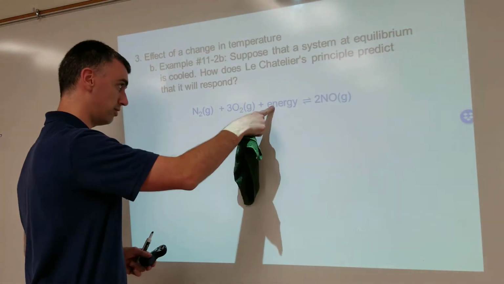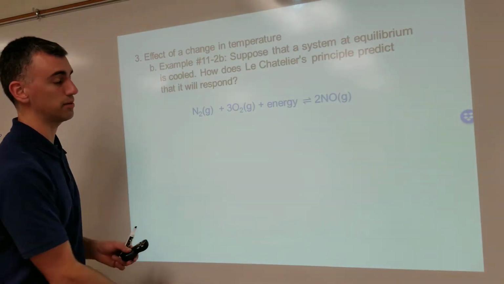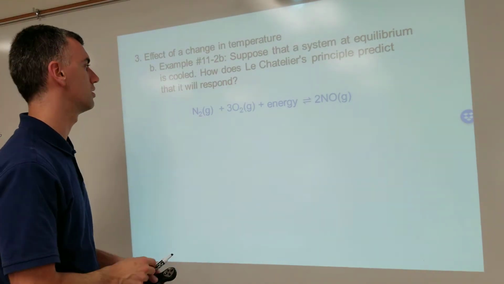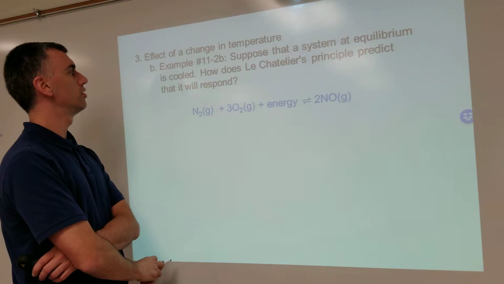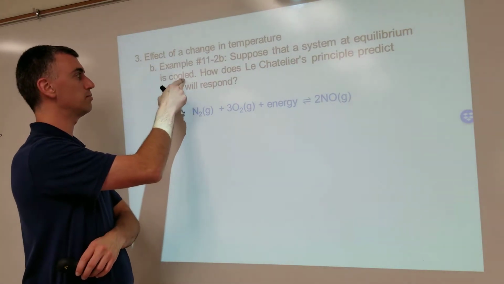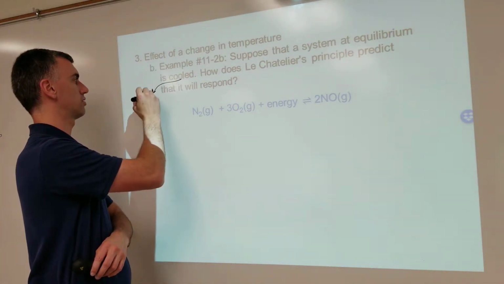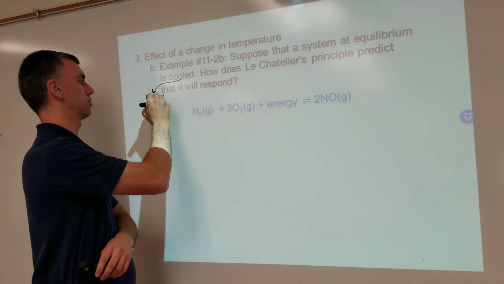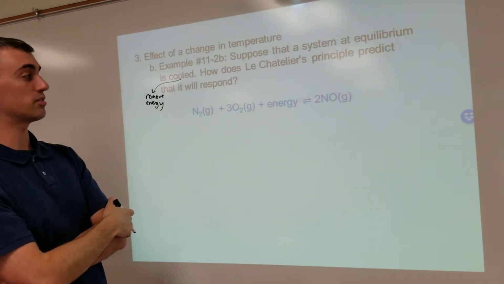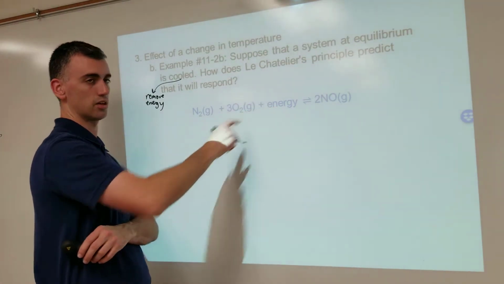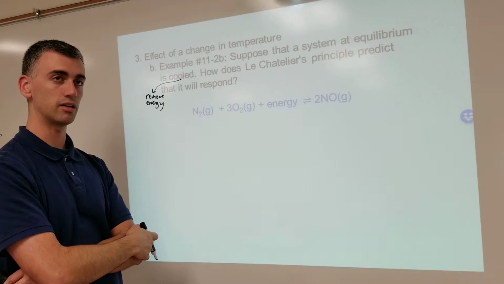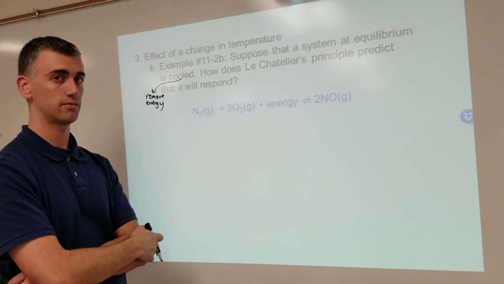Now I might put kilojoules or I might spell out the word energy. Same thing, it doesn't matter. I could also put J for joules. Same thing, it doesn't matter. It's all energy. If it's cooled, that means remove energy. So cooling down means removing energy. That means removing this. Take a moment to predict how it's going to shift, what you can get more or less of. Pause, and then I'll explain in a sec.